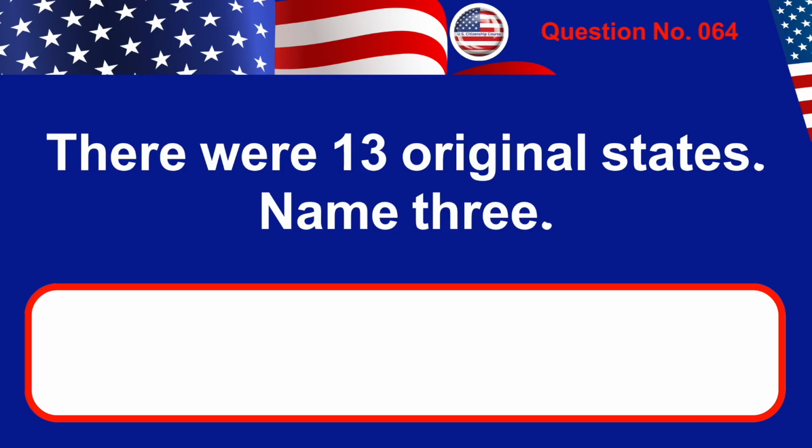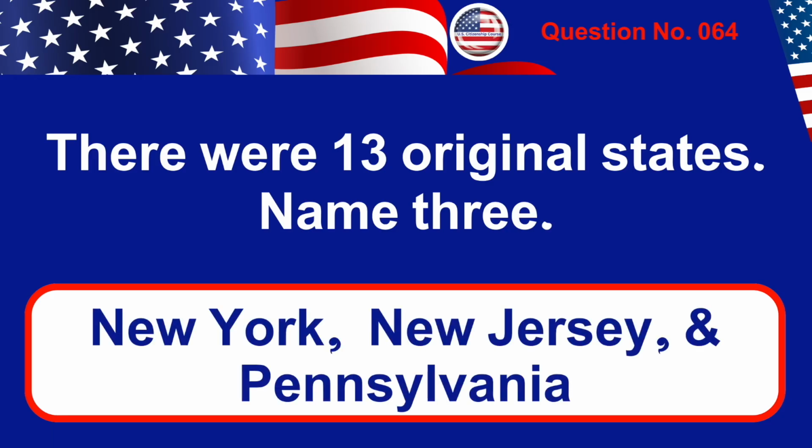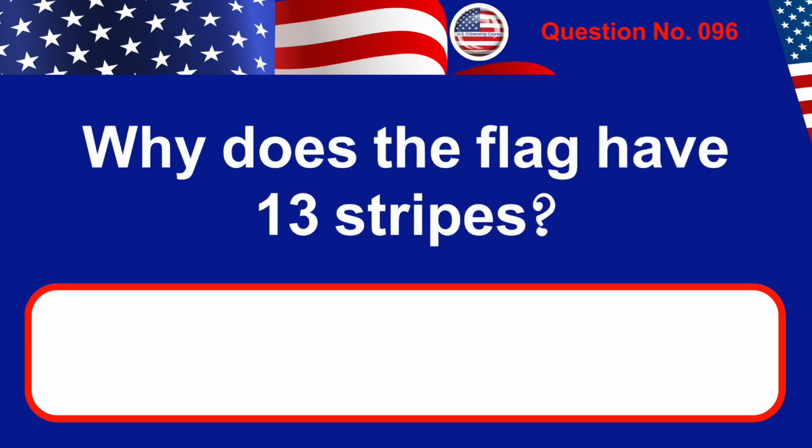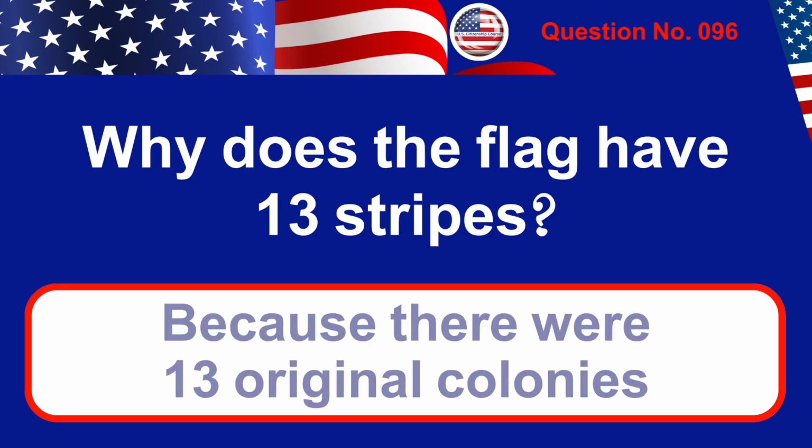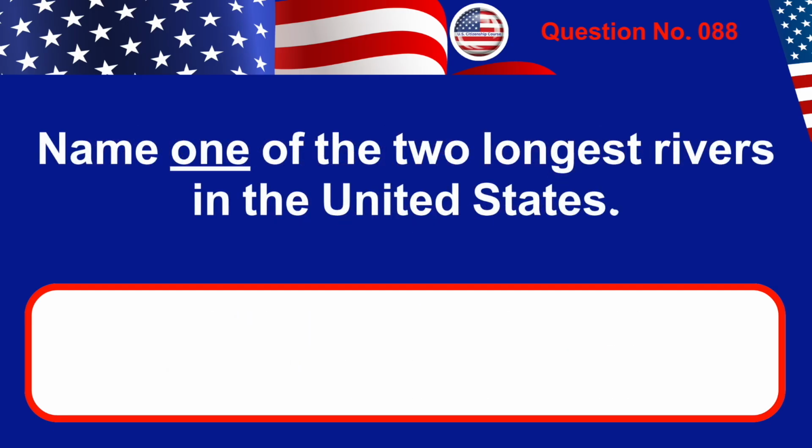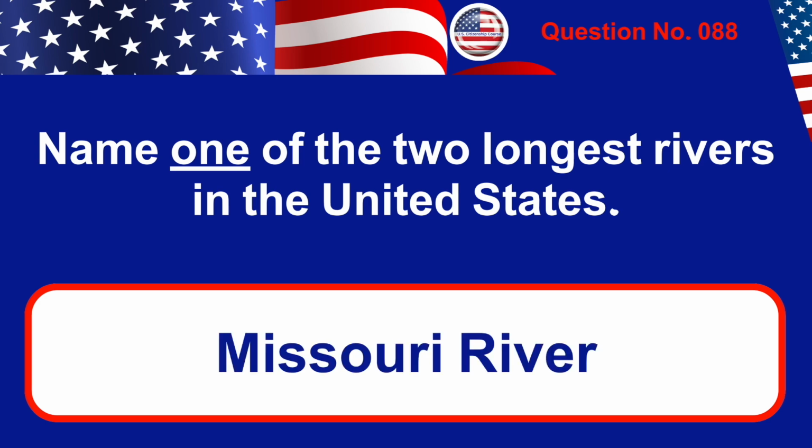There were 13 original states. Name 3. New York, New Jersey, and Pennsylvania. Why does the flag have 13 stripes? Because there were 13 original colonies. Name one of the 2 longest rivers in the United States. Missouri River.